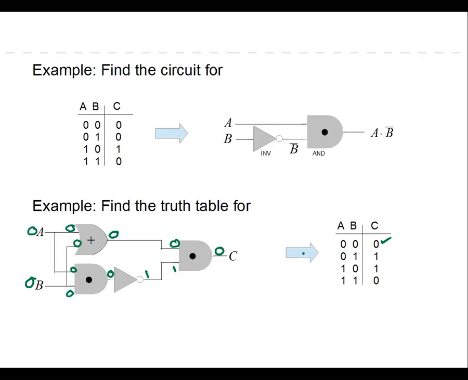Let's try another entry and see if we can confirm this one. So A is 1 and B is 0. We do the same thing. 1, 1, 0, 0. What's a 1 or 0? That's a 1. What's a 1 and 0? That's pretty easy, that's a 0. This becomes a 1 here. We have a 1 here and a 1 here. Two 1s, when we AND them together, give us a 1.